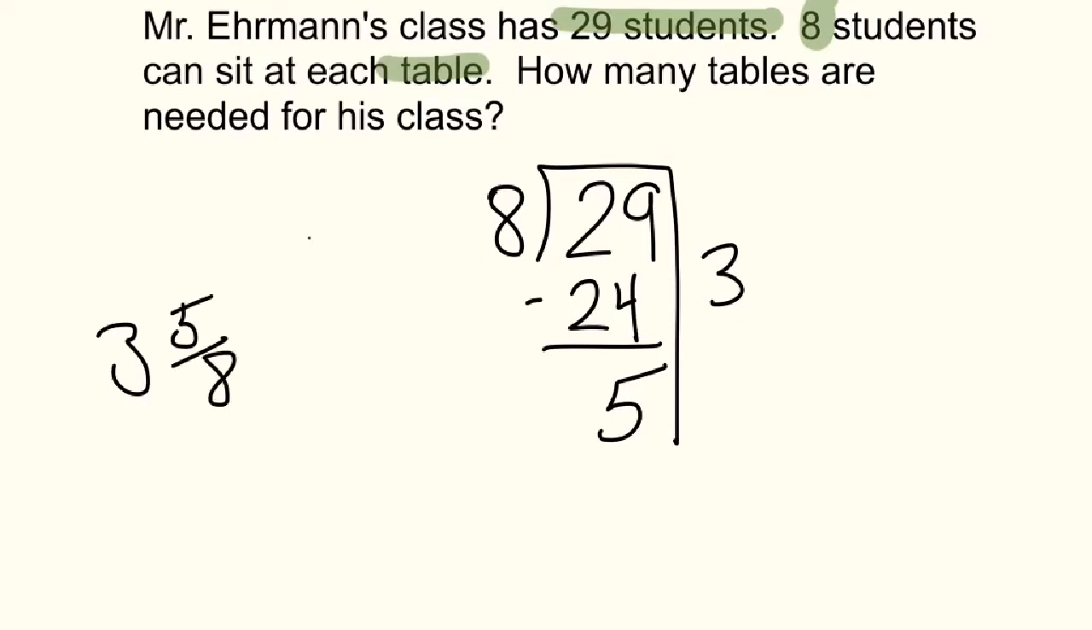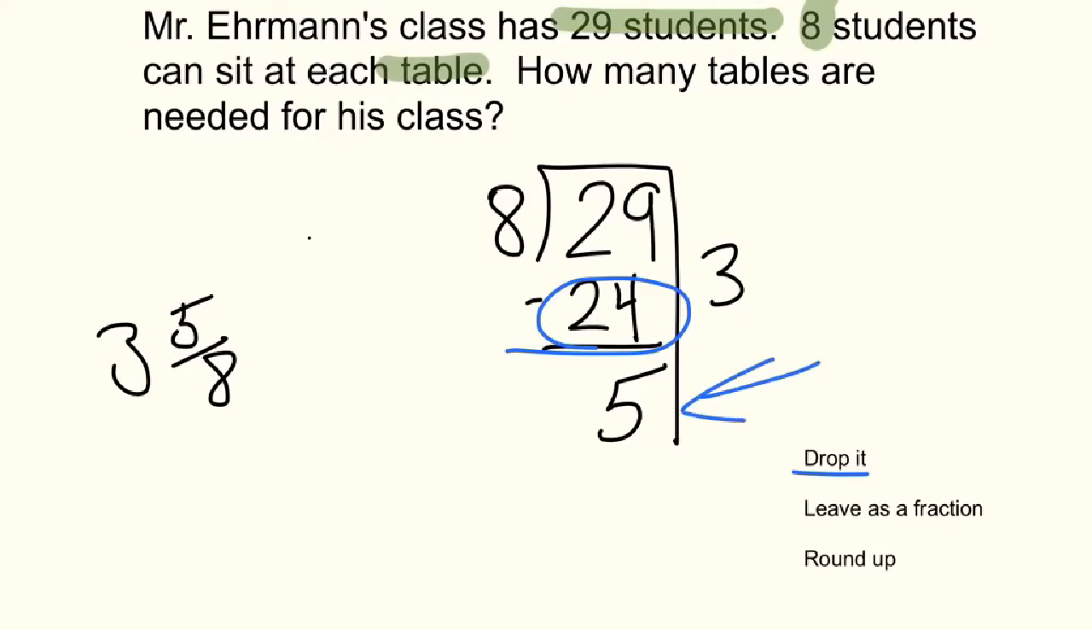So I have this remainder of 5. Now I think about my 3 choices. If I were to drop the remainder here, then I would be able to have 24 students at my 3 tables, but my 5 would be left out. So that doesn't make sense.